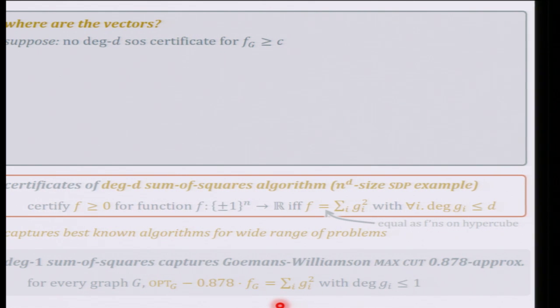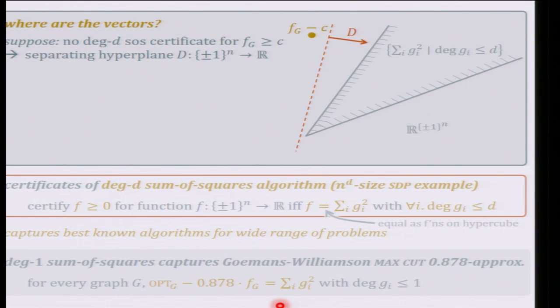Suppose that we don't have a degree d certificate that the maximum value is at most c. Sorry, this should be at most c. So suppose you don't have a certificate that the maximum value is at most c. Then what this means is that if you look at the function c minus f of G, this is a function that is not in this set.